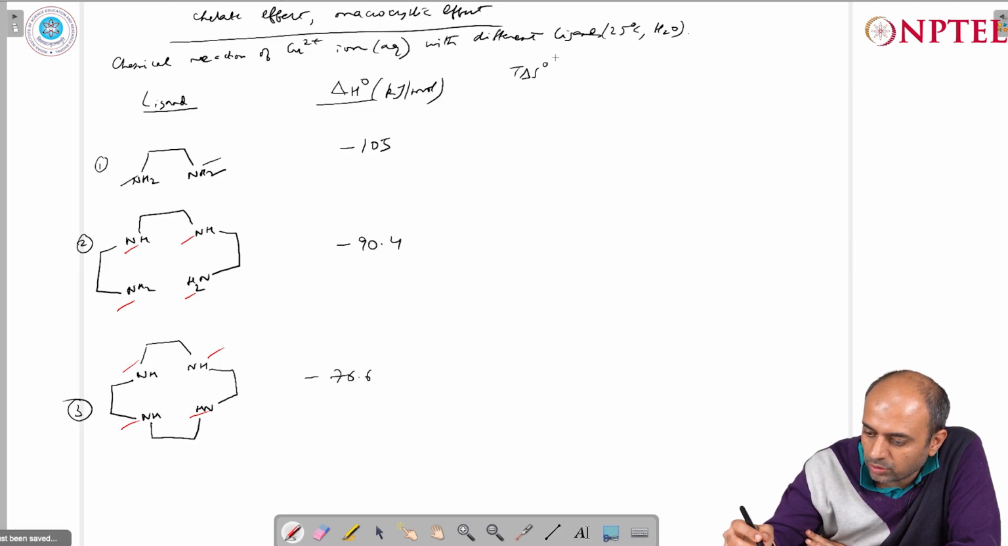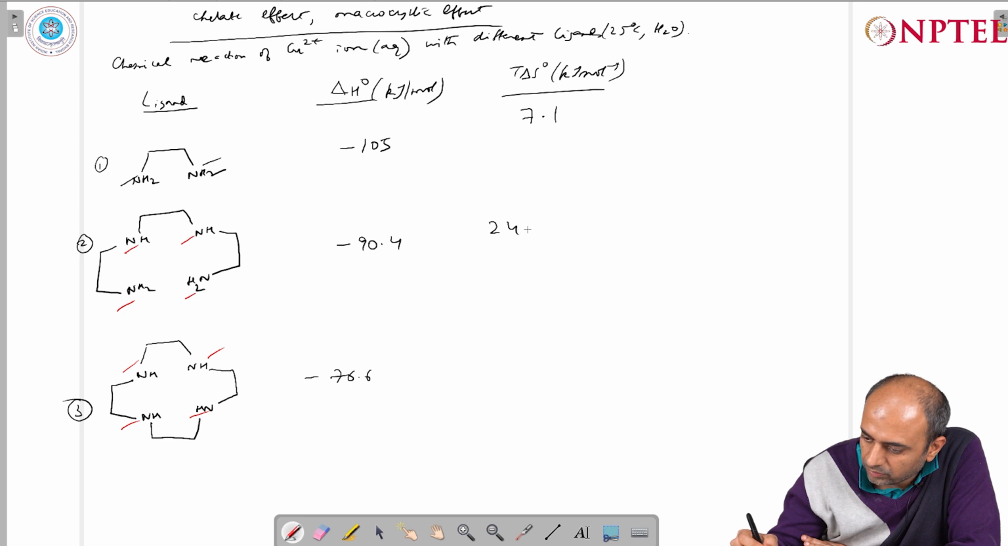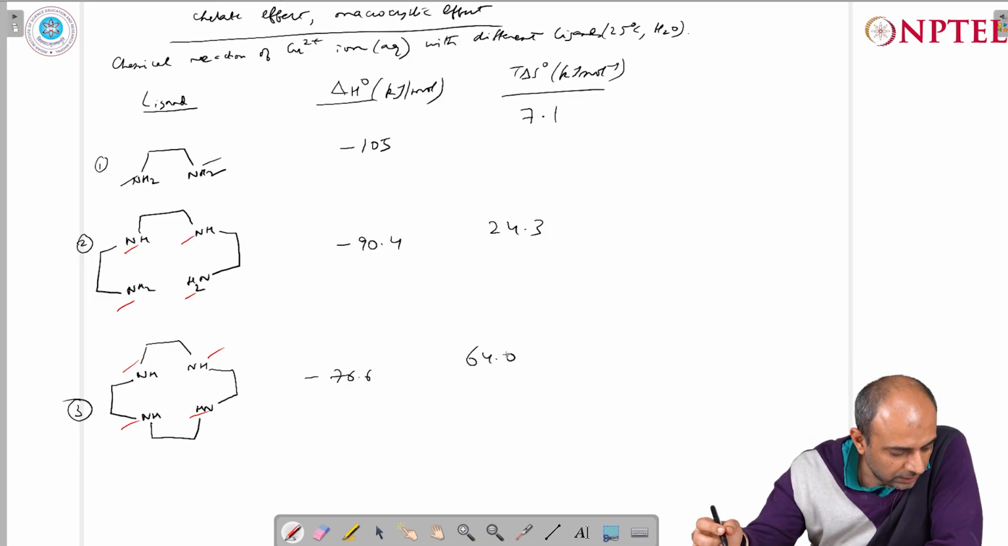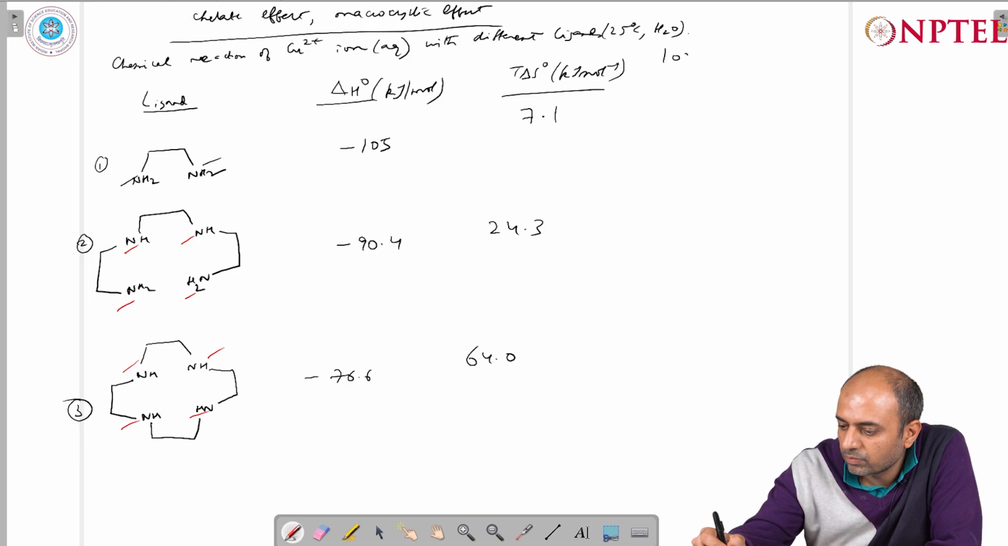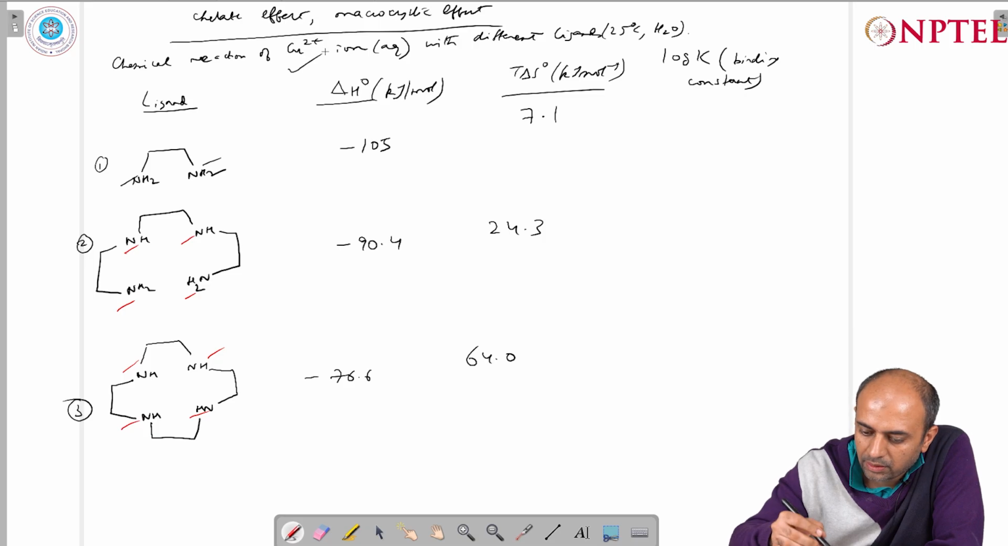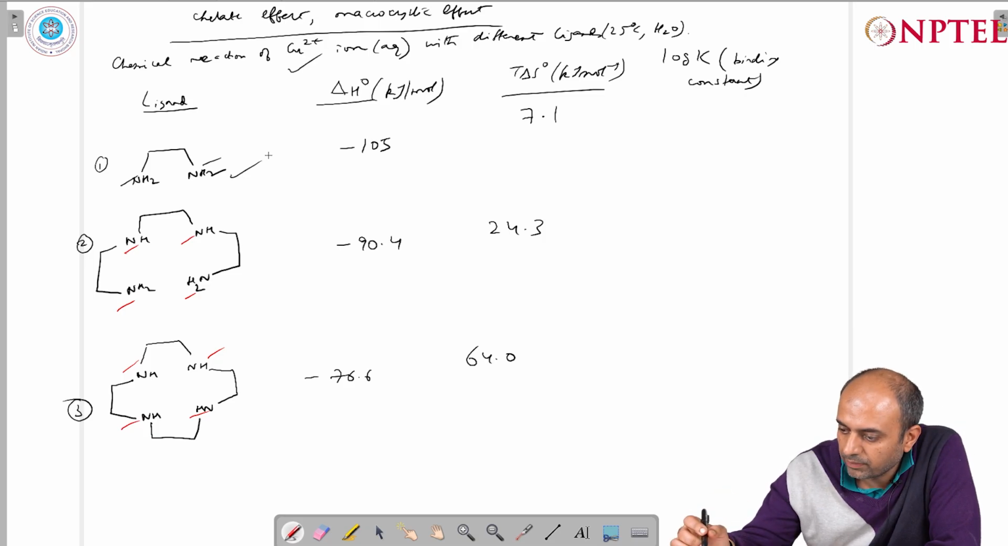The entropy contribution, the T delta S0 term in kilojoule per mole, has also been given: 7.1, 24.3, 64.0. And what we have to compute is the log K values, that is the binding constant, which is obtained by the complexation of the copper ion with these particular ligands.